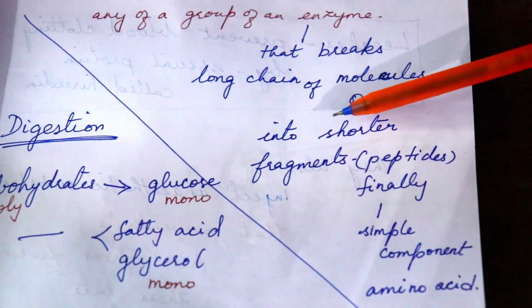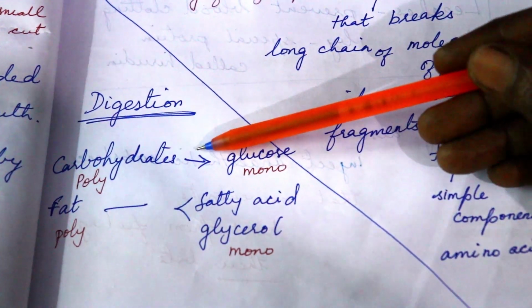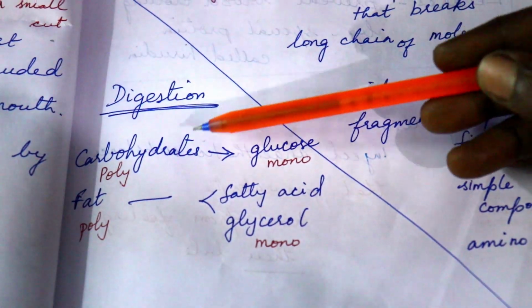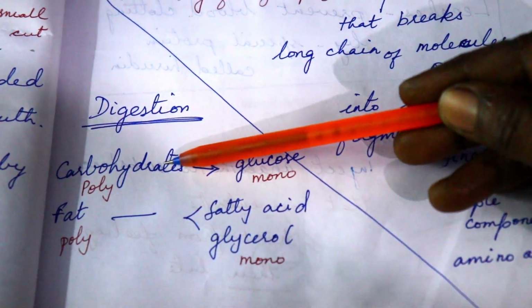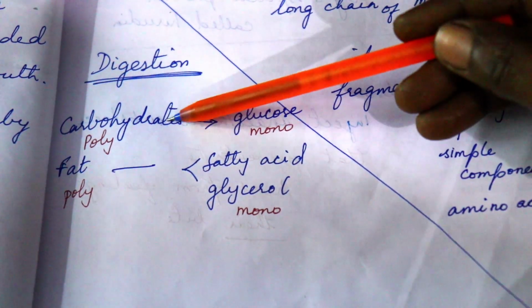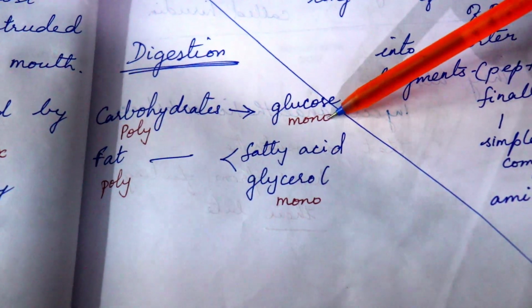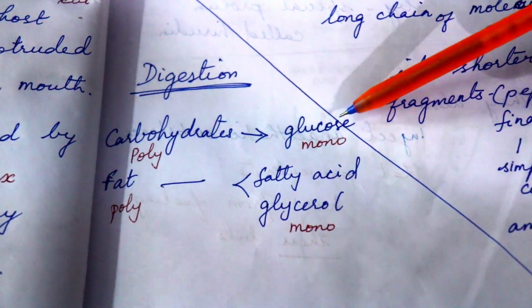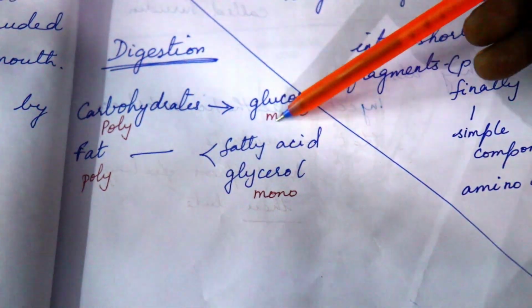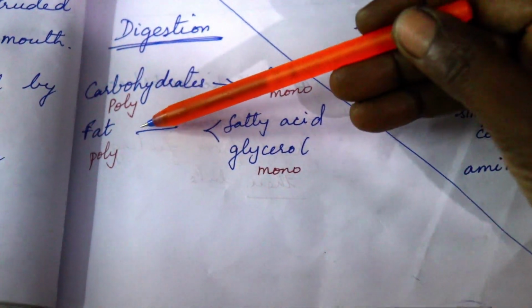In a balanced diet, what do we take the most? Carbohydrates. It is a polysaccharide, isn't it? So it is a complex food material. Now this complex food material is broken down into a single monomer called glucose. So what is the monomer of carbohydrate? Glucose. And now what is fat, children?